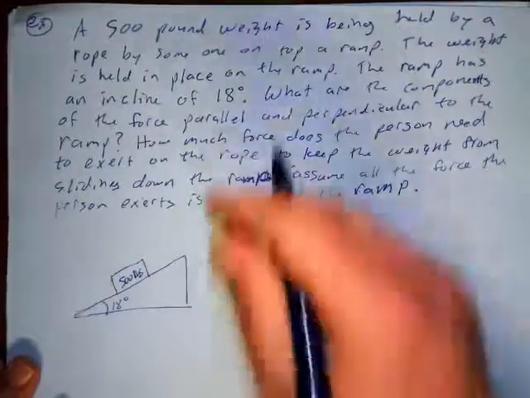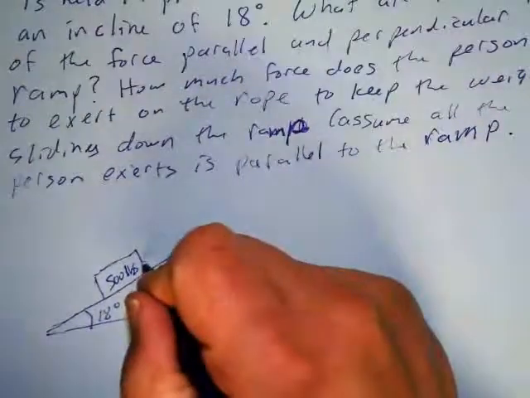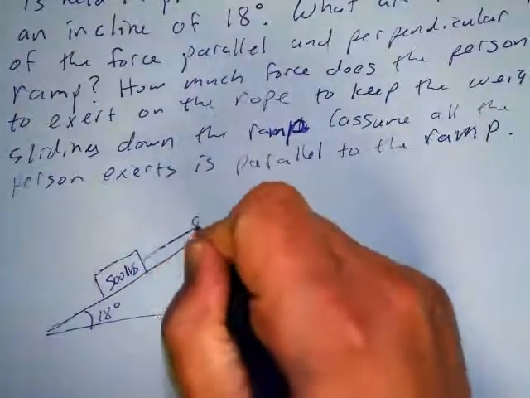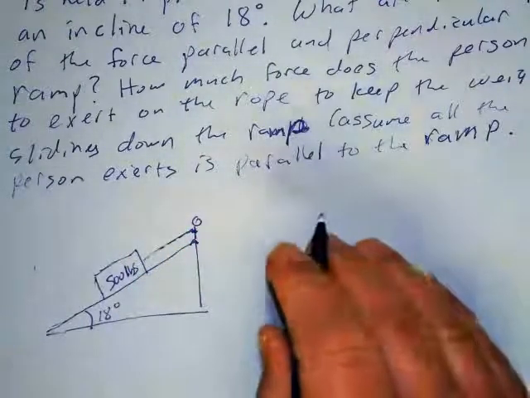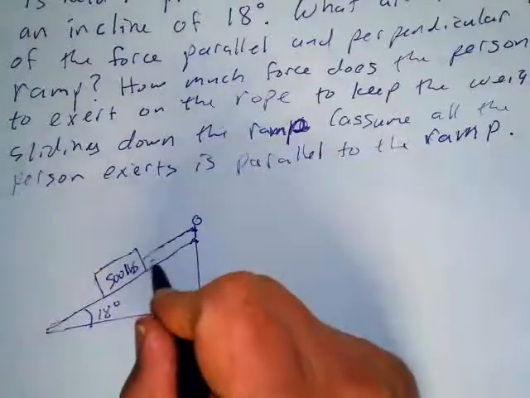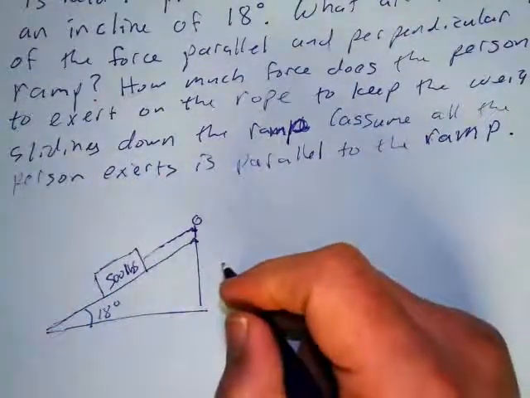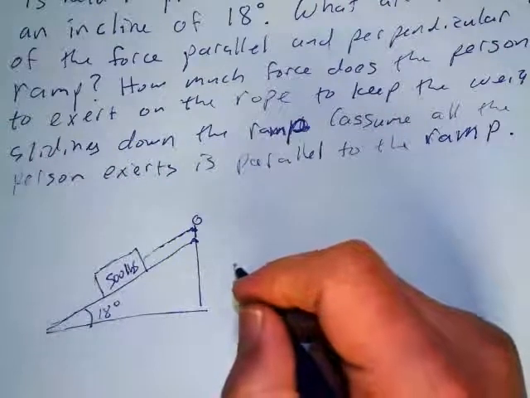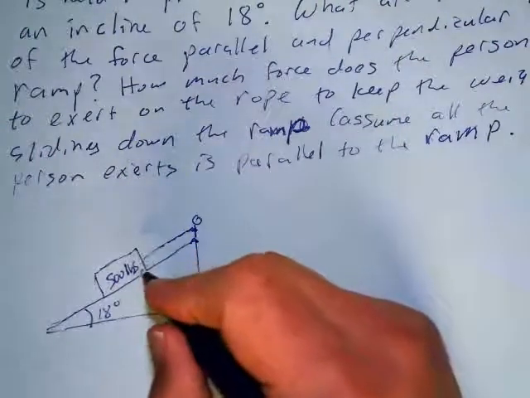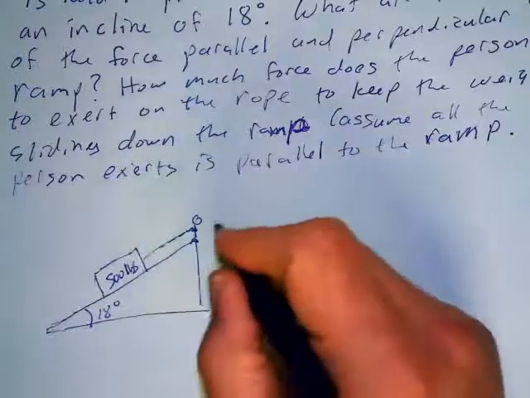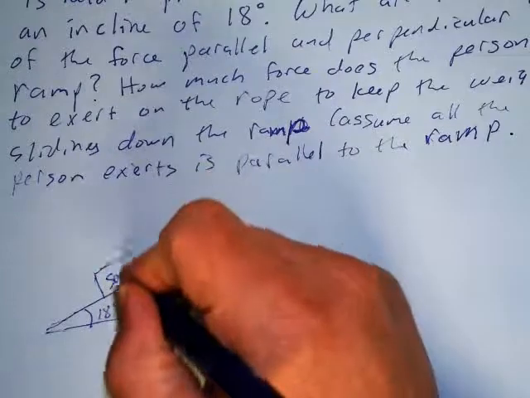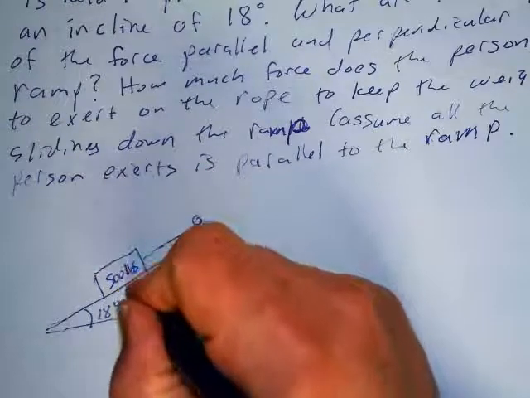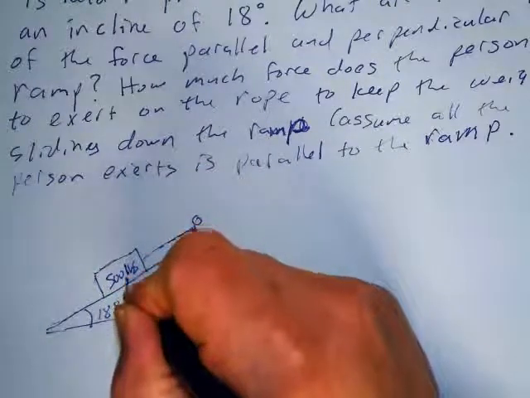So a big heavy weight. Let's see if I can zoom in a little bit. And it's being held by a rope. So there's a rope and then there's a person up here that's holding this weight with this rope. Otherwise it would just slide down the ramp, wouldn't it? Now the force acting on this weight, if the guy wasn't holding on to this, is actually the force of gravity going down. So the weight of this is going down like this.